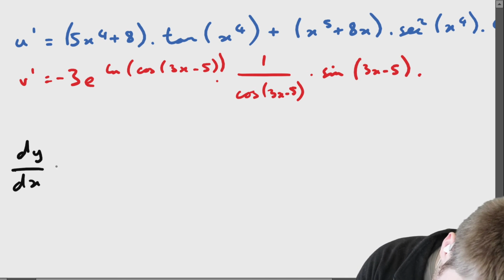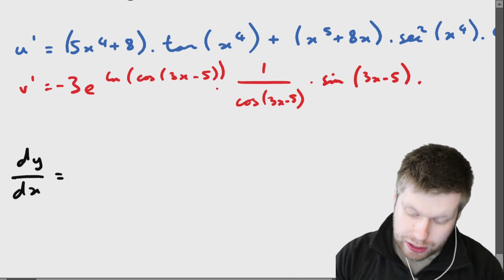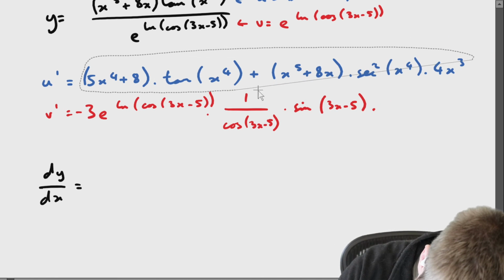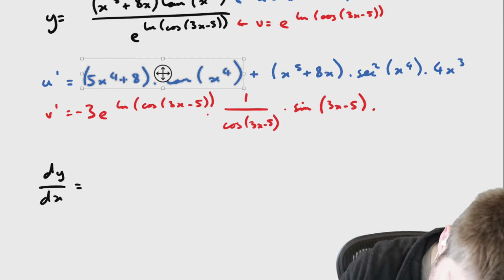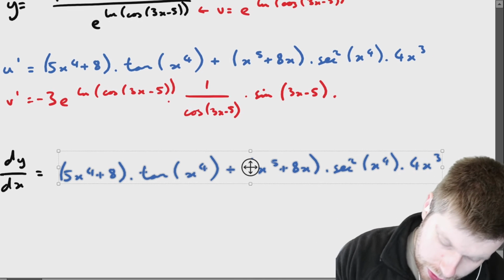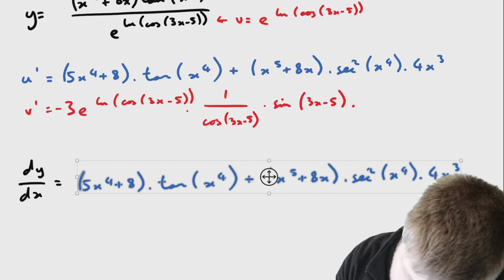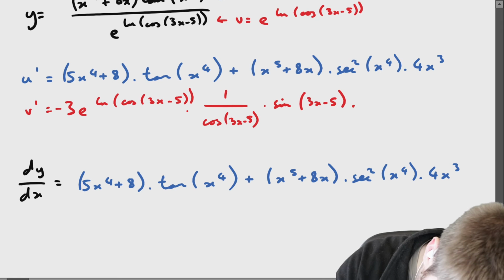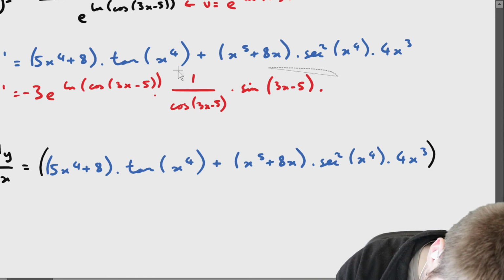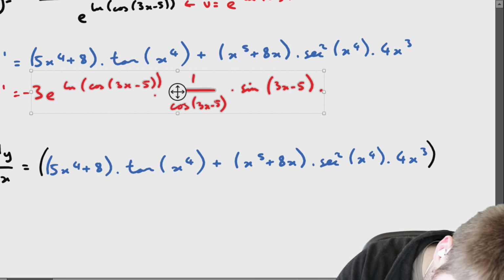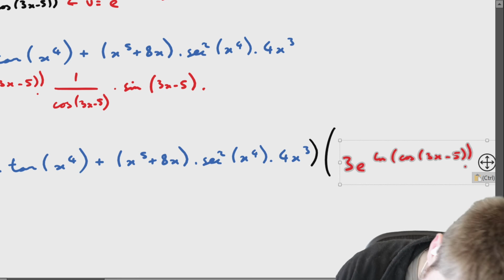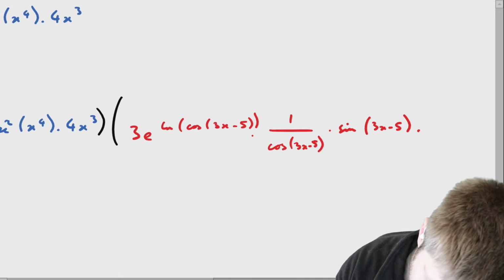So dy by dx should be equal to, let's have a think, the derivative of u, which is all of this thing here. So I'm just going to literally copy and paste, and I'm going to keep the colour coding just so it's easier for you to see where this has come from. So this is my derivative of u here. I then need to multiply that by the derivative of v, so I'll put that in a big bracket.